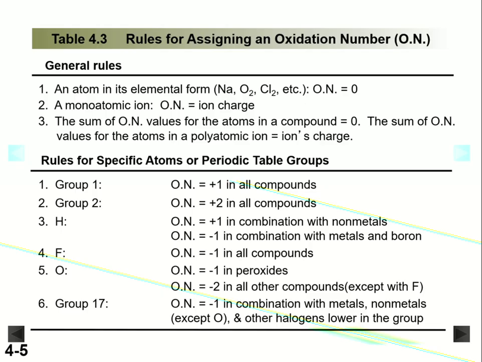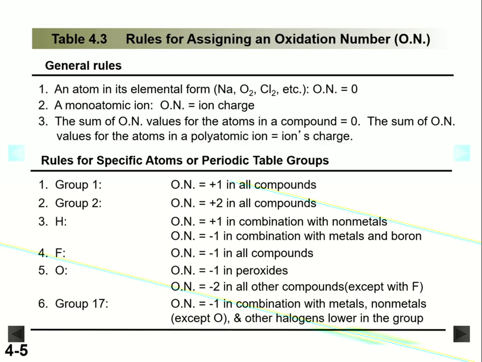For group 1, the oxidation number equals +1 in all compounds. So for lithium, sodium, potassium, and so forth, their oxidation number is +1. For group 2, beryllium, magnesium, calcium, strontium, their oxidation number is +2. For hydrogen, the oxidation number is +1 whenever it's combined with a nonmetal, like hydrogen chloride, or it's -1 when it's combined with a metal or with boron. So sodium hydride would have hydrogen as -1, and the sodium is +1.